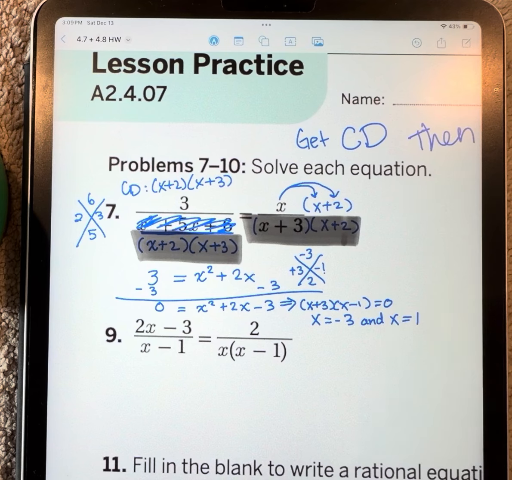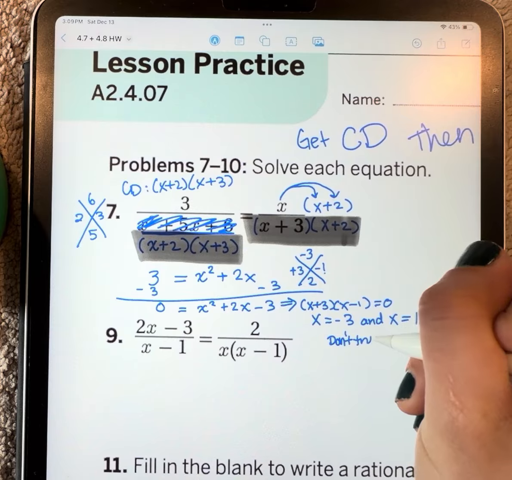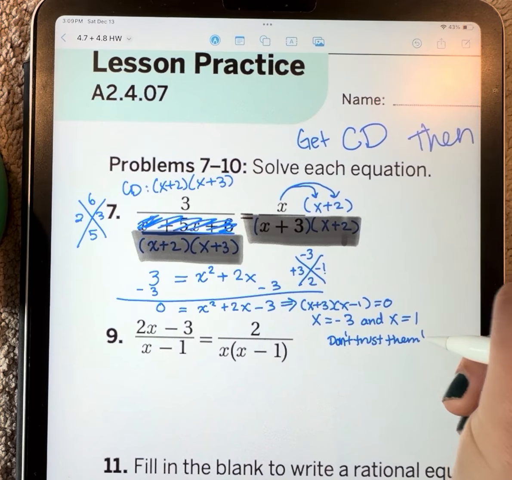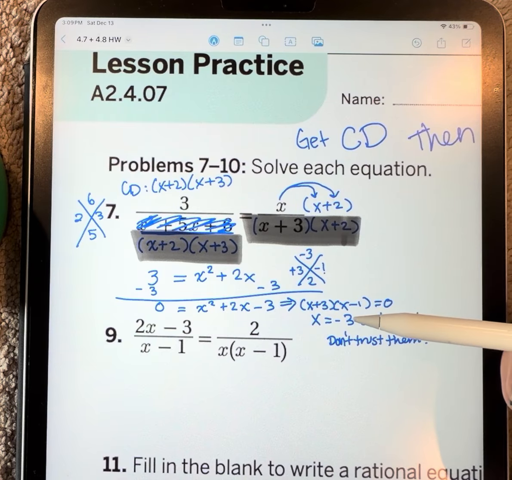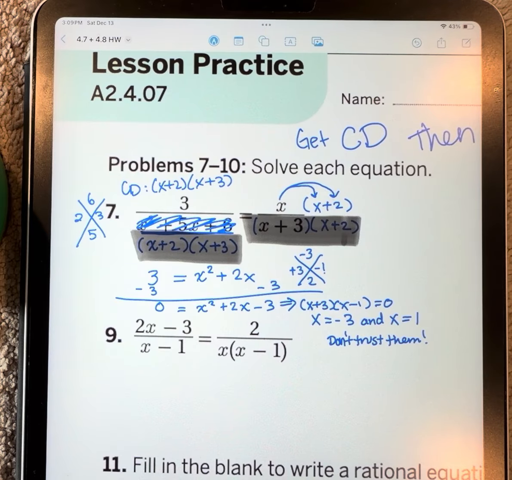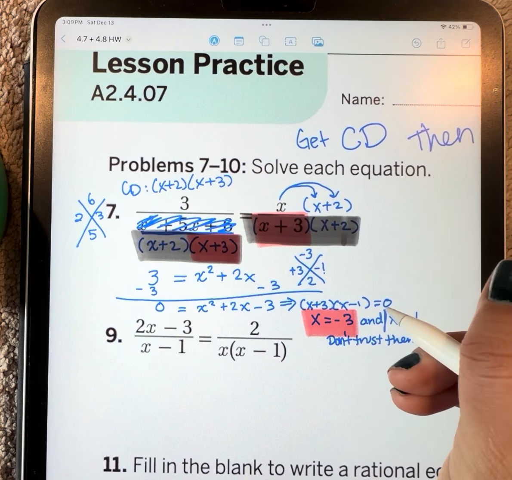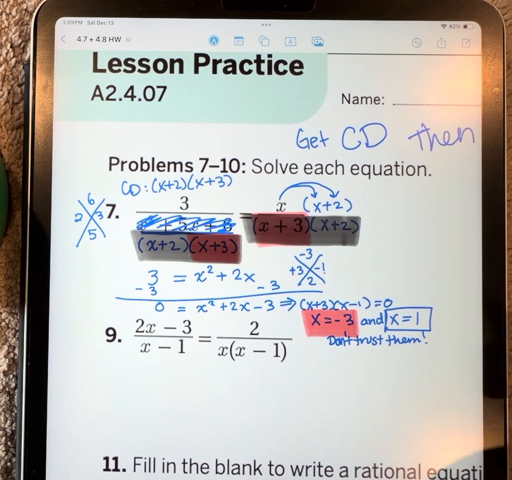But we are always skeptical. Don't trust them until they prove themselves. Does negative 3 put a 0 in what my original denominator was? And holy moly, it does right here. And right here. Big problem. Huge mistake. Bad. This one is bad. This one's an extraneous solution. But the one, that one's not hurting anybody. There's our answer. All right? Our answer is just x equals 1.